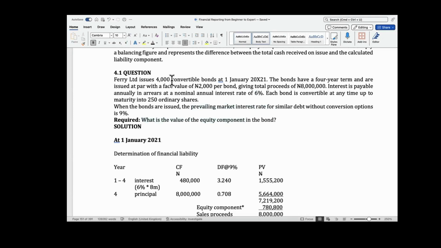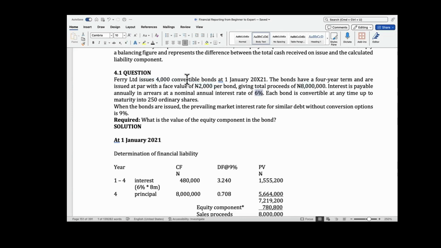Okay, again, this company issued a convertible bond, which means that it's giving the investor the option to convert to shares. So it issued 4,000 bonds at 2,000 naira per bond. That means it has borrowed 8 million, which is 4,000 times 2,000. So they wrote it here, 8 million. And it has promised to pay 6% per annum.